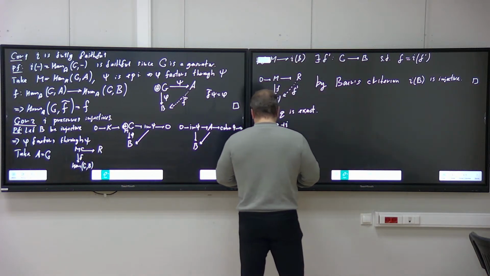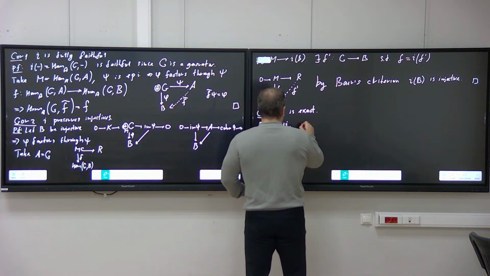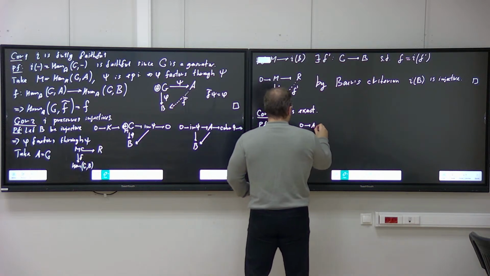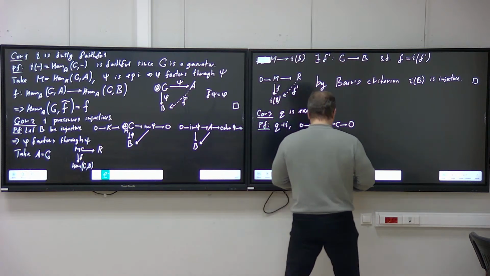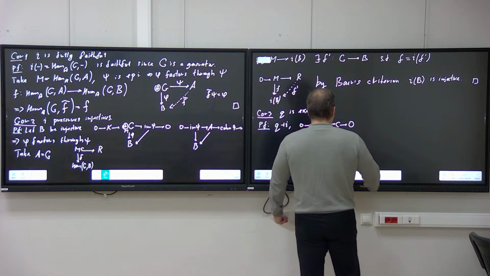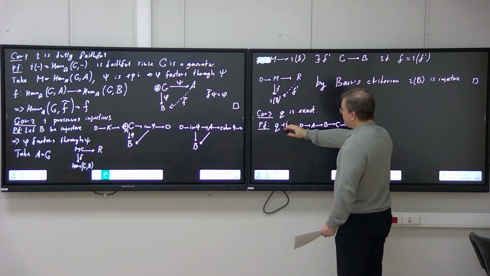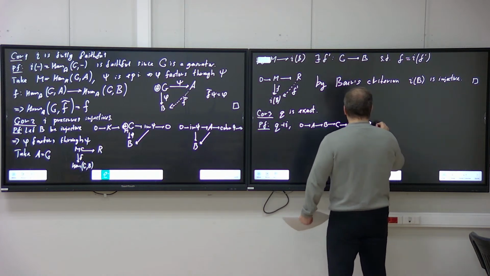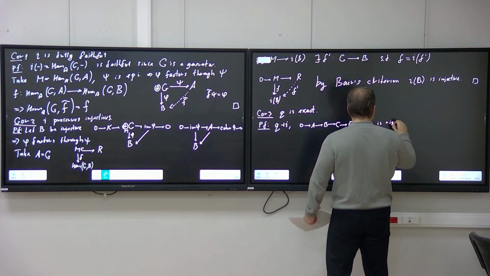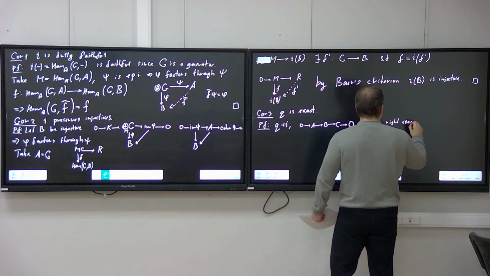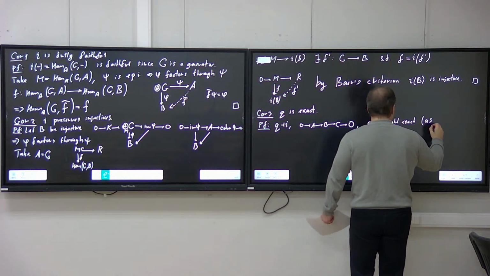And why does this work? Well, you can take, say, a short exact sequence A, B, C. Since Q is a left adjoint, Q is automatically right exact, right exact as a left adjoint.